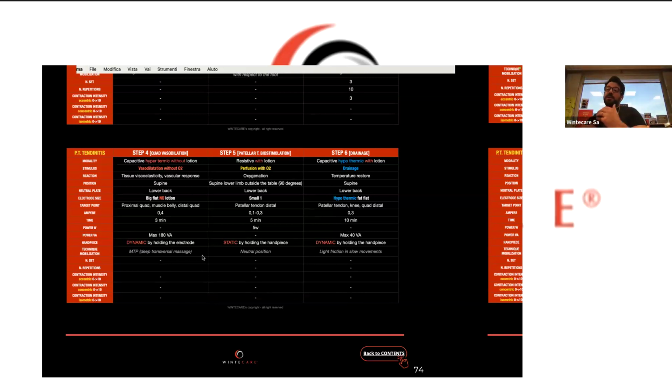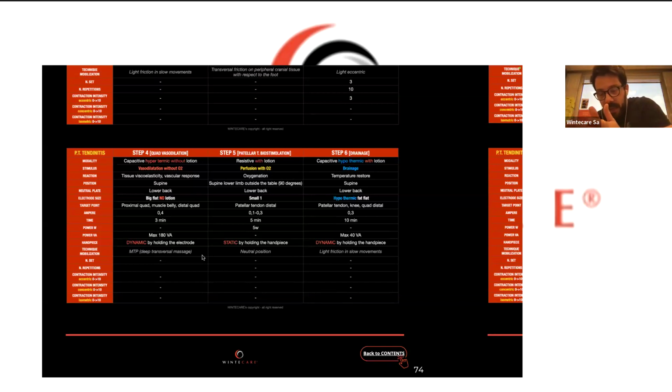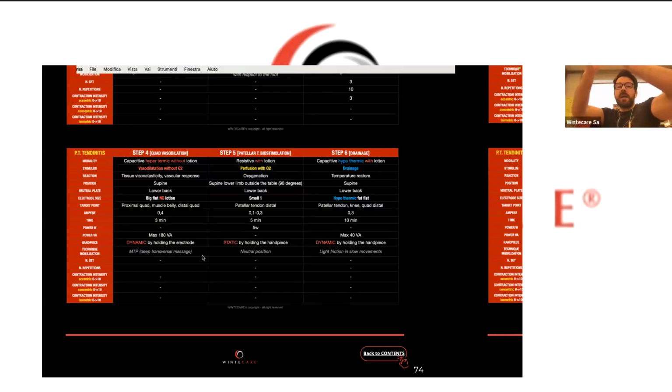This is a biostimulation, bringing a little bit of oxygen to the tissue, helping with the drainage, helping with the regeneration. Static, by holding the handpiece. So we don't want to move around, we don't want to touch the electrode, we don't want to spread the current flow. We want the current flow to go exactly from the surface of the electrode towards the tendon tissues.